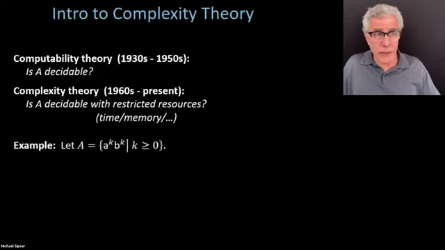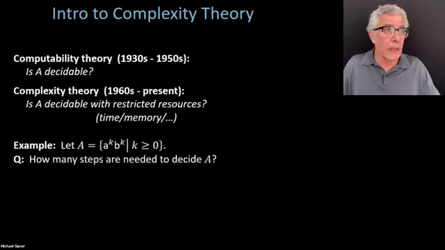So let's get ourselves started with an example. Here is a language that we've looked at in the past, A to the K, B to the K. And let's look at it now from the perspective of complexity. All of the languages that we're going to be studying in complexity are decidable languages. So the question of undecidability is not really of interest in complexity theory. It's all decidable languages, but the question is how decidable? What sort of resources do you need to do the deciding? For this language A, how many steps are needed?